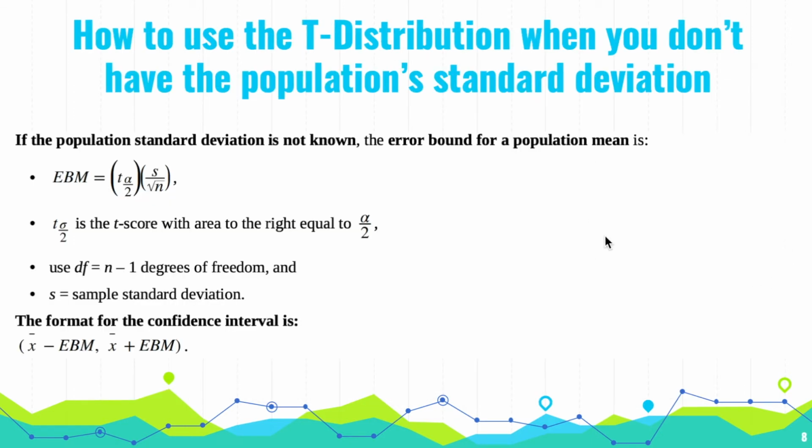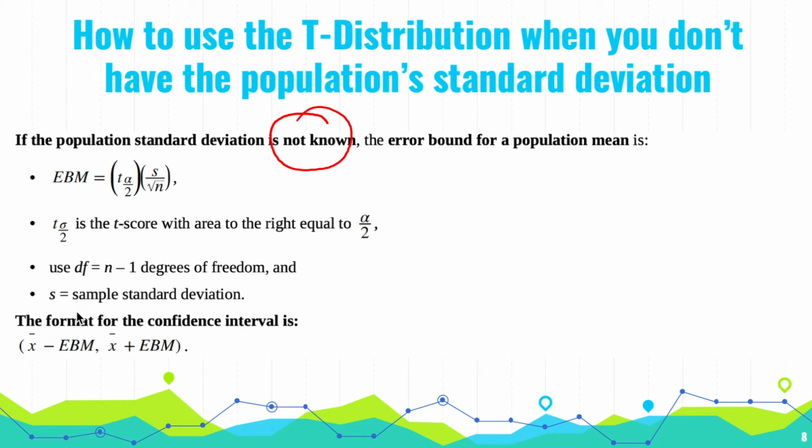Now you can use the T-distribution when you don't have the population standard deviation, and the process looks nearly identical to how we use our Z-distribution to calculate error bounds. If the population standard deviation is not known, remember your error bound will use a T-score. So you take the T-score and you multiply it by the sample standard deviation divided by the square root of your sample size. We use degrees of freedom to help us find our T-score. So we take our sample size n and we subtract 1. And our S is our sample standard deviation.